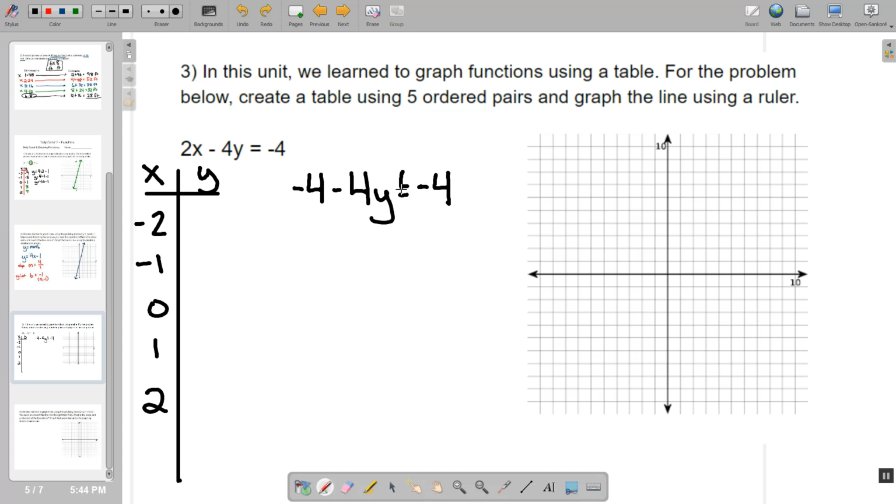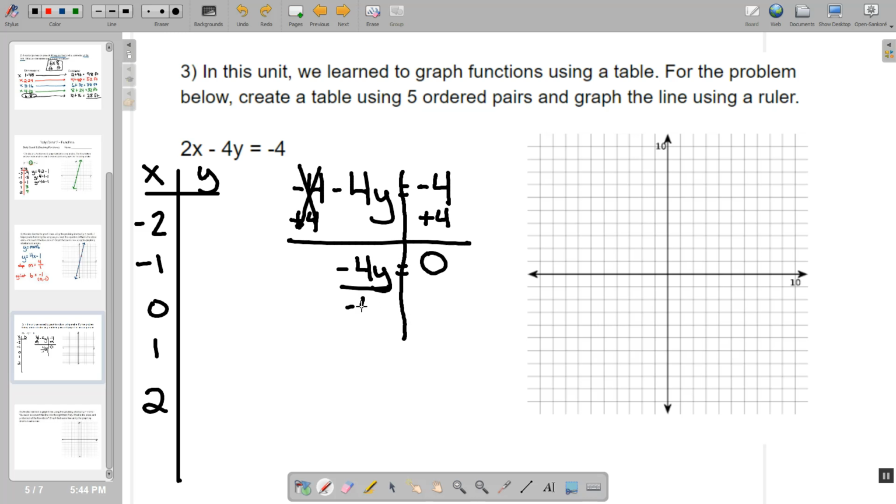Okay, from here, we're going to have to solve our equation. We could add 4 to both sides. This is gone because it's equal to 0. I get negative 4y equals 0, which is fine. And I can divide by negative 4 on both sides to get y is equal to 0. Goes here at the top.